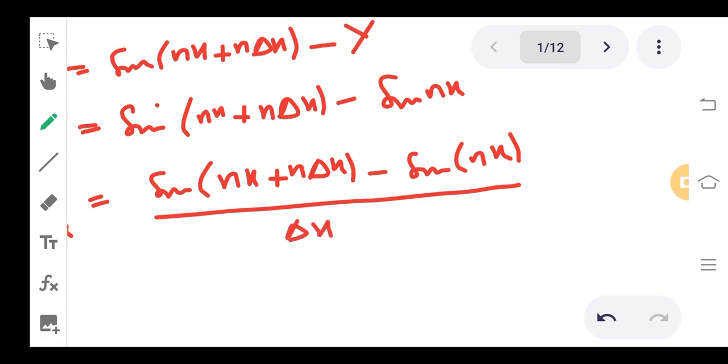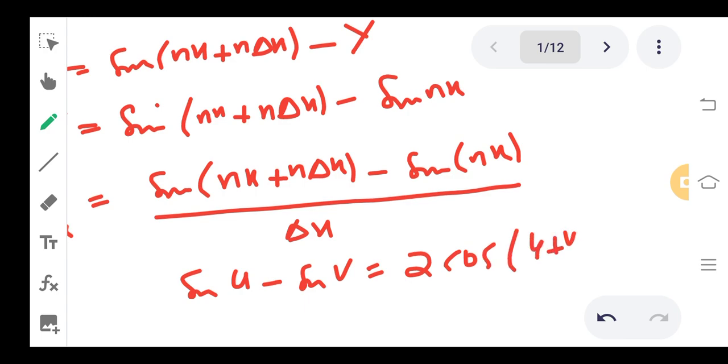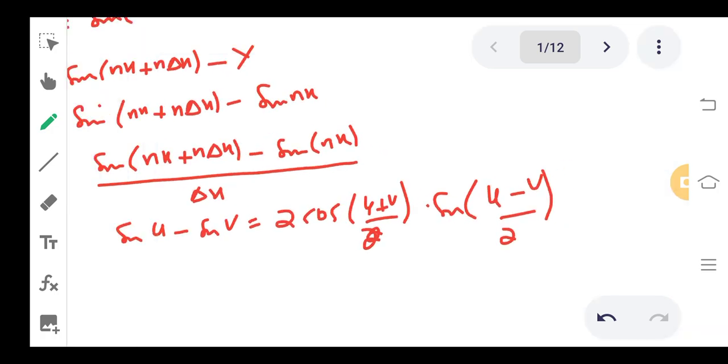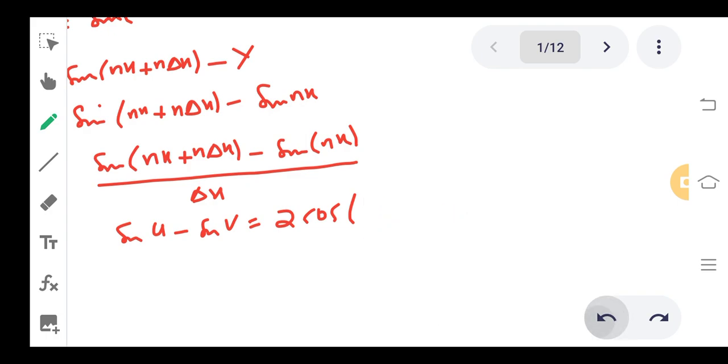Okay. So we know the formula for sin u minus sin v. Actually this is equal to 2 cos of (u plus v) over 2, and sin of (u minus v) over 2. This is in the first year class.